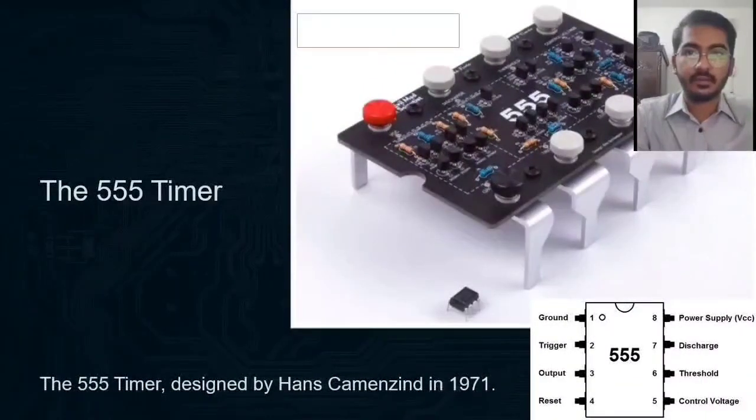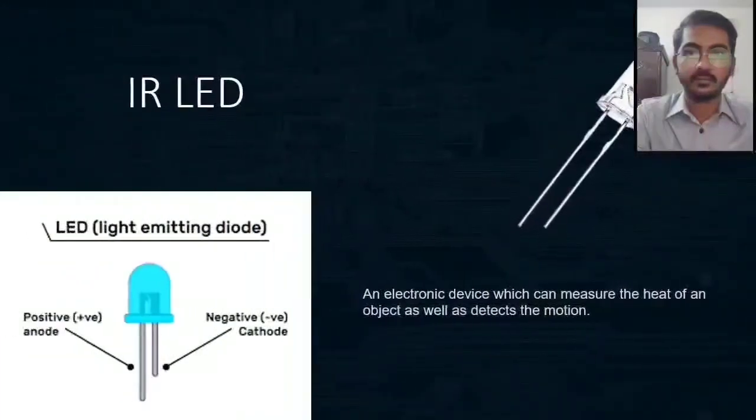555 IC timer. The 555 timer was designed by Hans Camenzind in 1971. It can be found in many electric devices, starting from toys and kitchen appliances to even a spacecraft. It is a highly stable integrated circuit that can produce accurate time delays and oscillations.